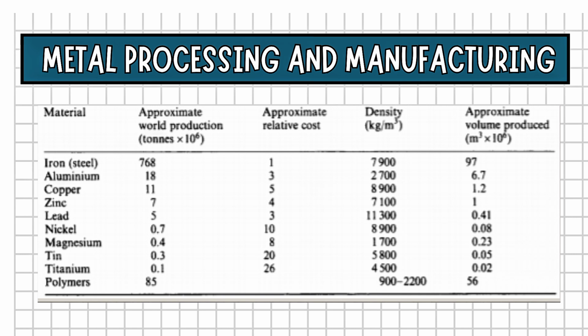Density is a measure of mass per unit volume. Lead has a high density of 11,300 kilograms per cubic meter, while magnesium has a lower density of 1,700 kilograms per cubic meter. And the last column is approximate volume produced, cubic meter times 10 raised to the power of 6. This shows the volume of products made from each material, measured in millions of cubic meters. Iron steel leads with 97 million cubic meters.